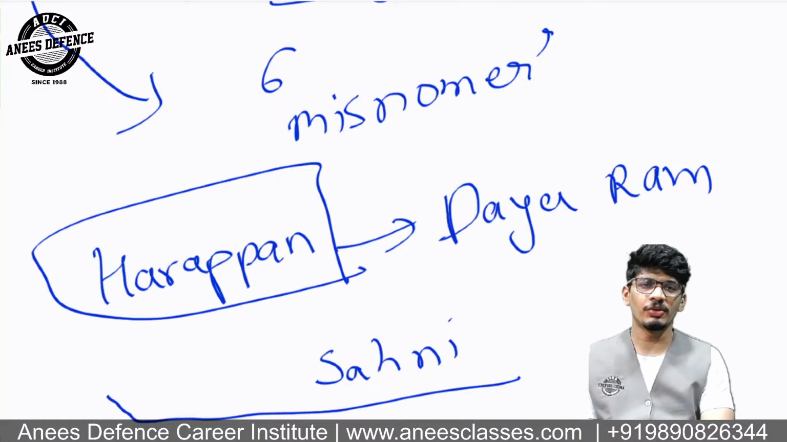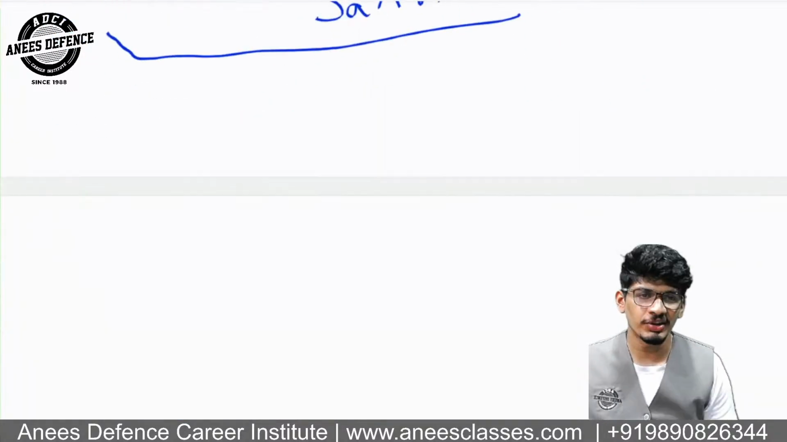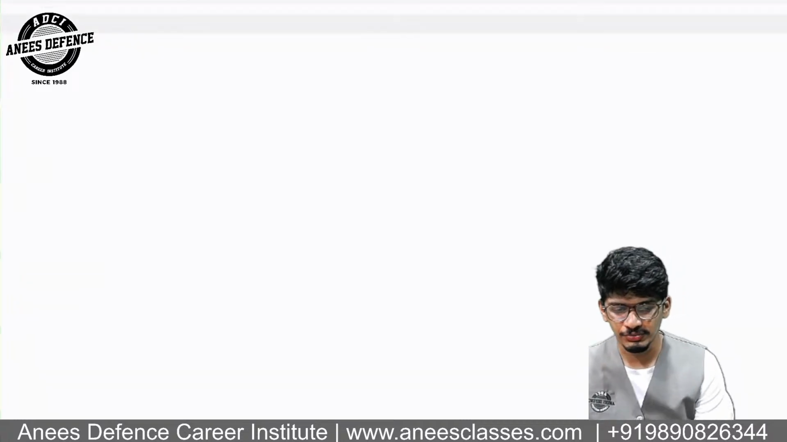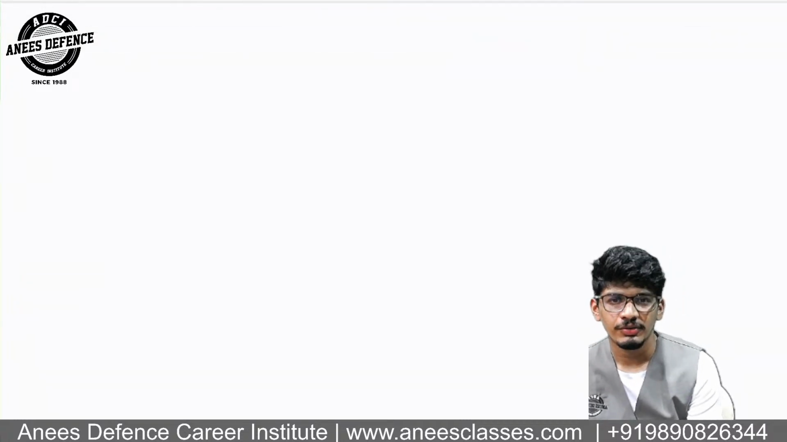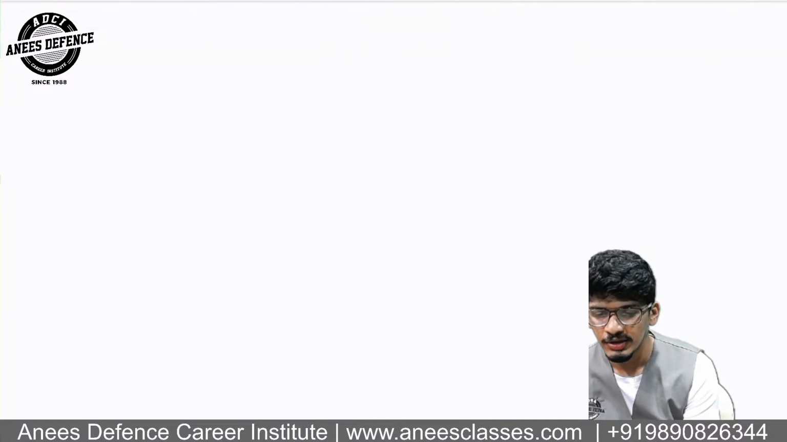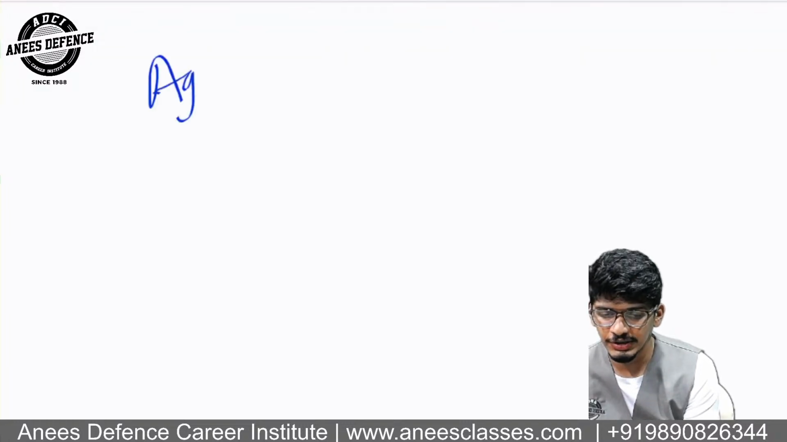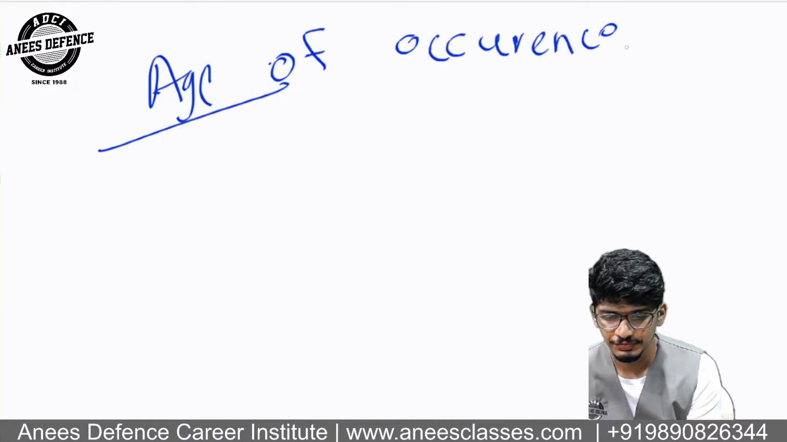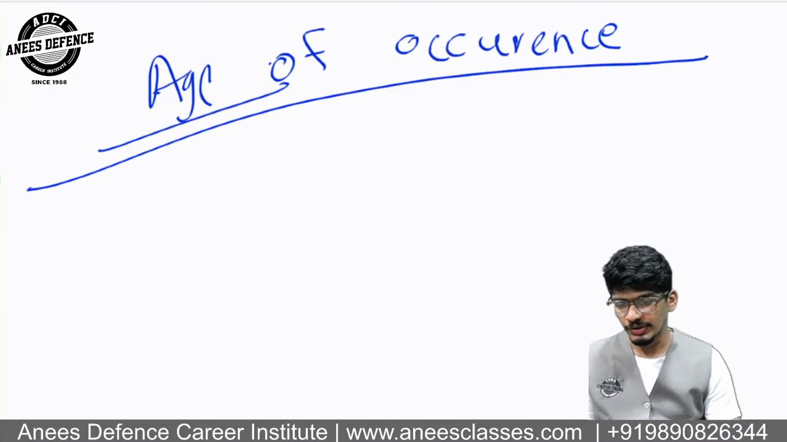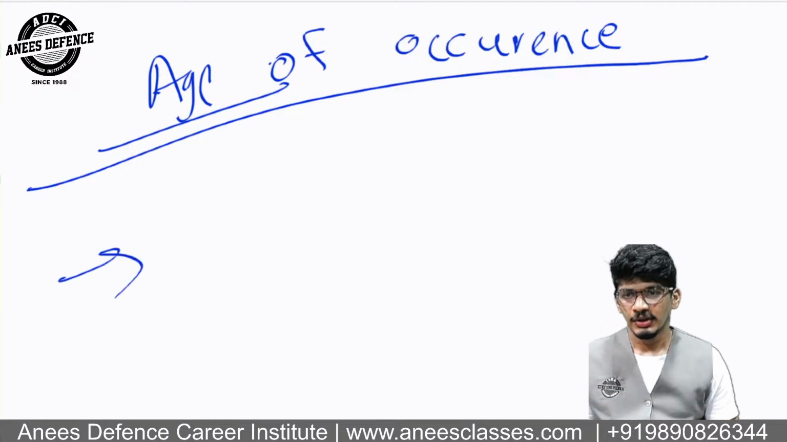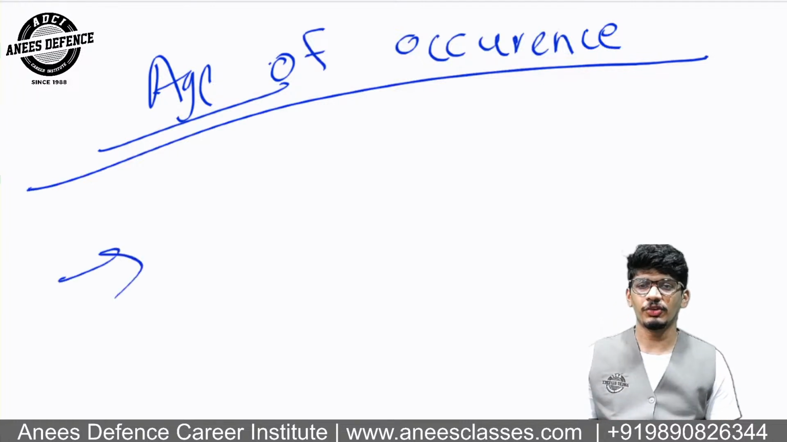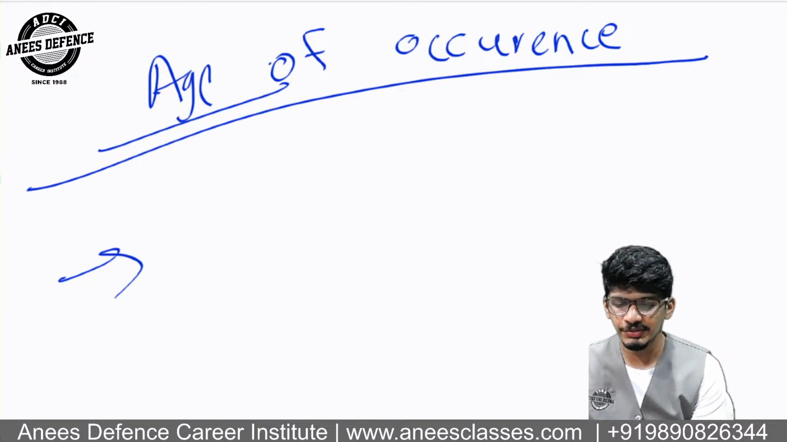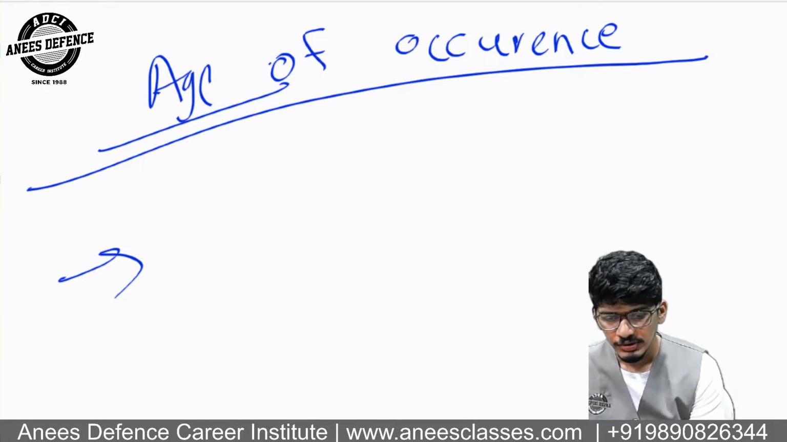Now, let us try to break down this topic. Not break this down, because break down means destroying something. Let us try to break this topic down. First of all, let us go to the age of occurrence of this civilization. Now, this civilization was present roughly 4,000 to 6,000 years from now. That means 4000 to 1500 BC, 1800 BC to be precise.